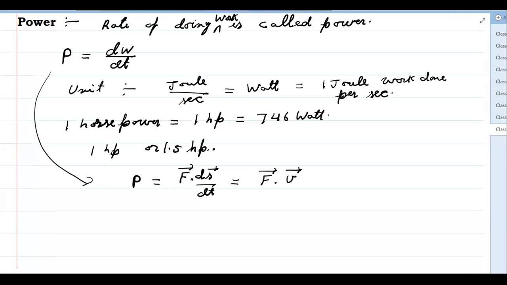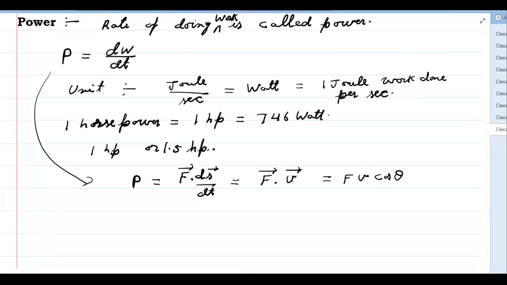So suppose an object is moving and it is exerting a force F and its velocity in the direction of force is V, then we can write the power as F into V, or Fv cos theta if the velocity and force are not in the same direction. So where is this applied, in what kind of situation?